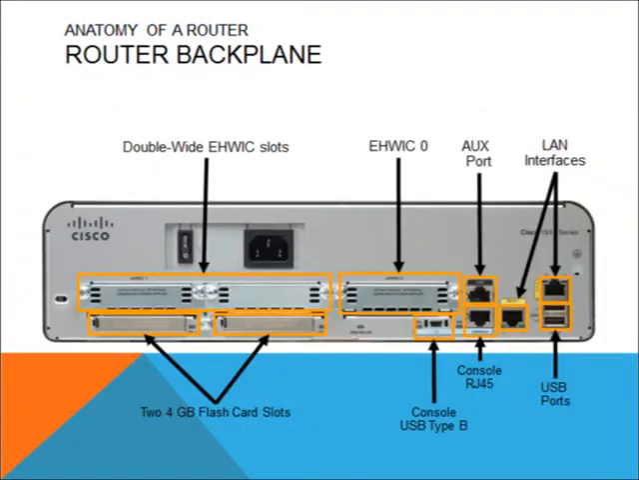If you look at the back plane of the router, you have some interfaces. In this case, the router has the following interfaces: the auxiliary ports, the LAN interfaces, USB ports, and different kinds of ports for different kinds of cables. You also have different slots, like the EHWIC slots or the flashcard slots, for you to add additional functionality to the router.